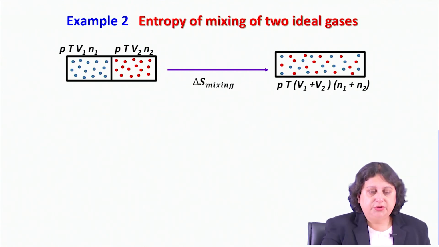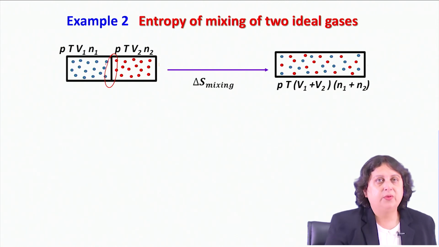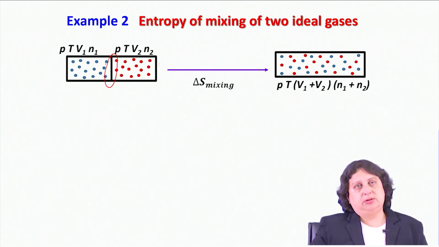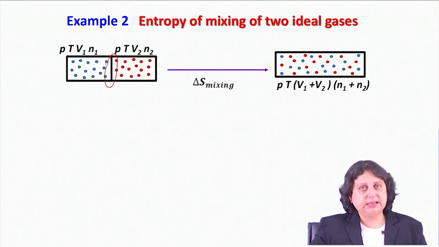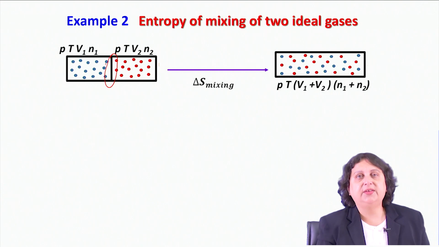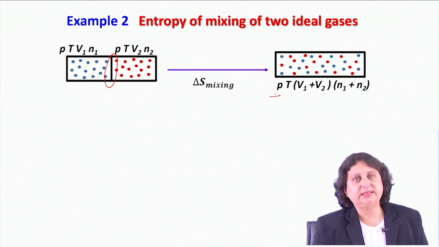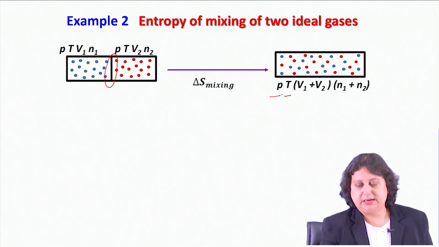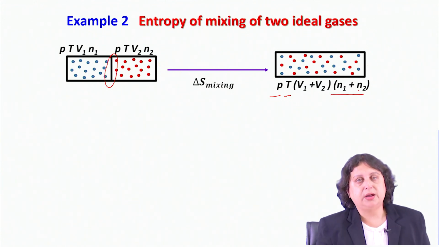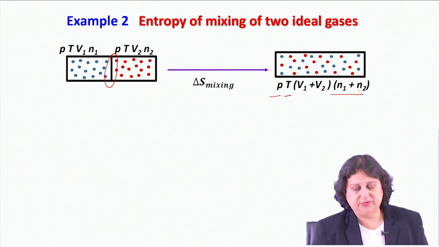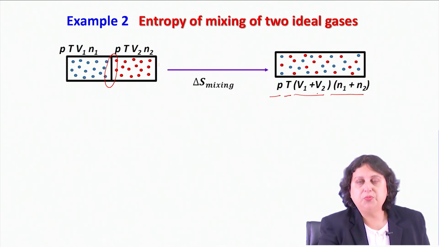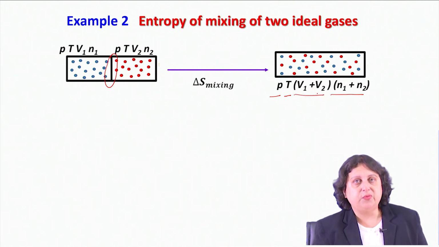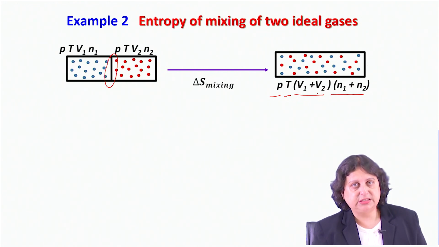And if I now withdraw the separator between them without changing the total temperature, then what I will find is that they will spontaneously mix, and I can adjust the final equilibrium condition such that in the final equilibrium state they are present at the same pressure P, same temperature T, but now my system contains N1 plus N2 number of molecules of the two gases, and the volume occupied by my system is V1 plus V2. So this is an irreversible process.